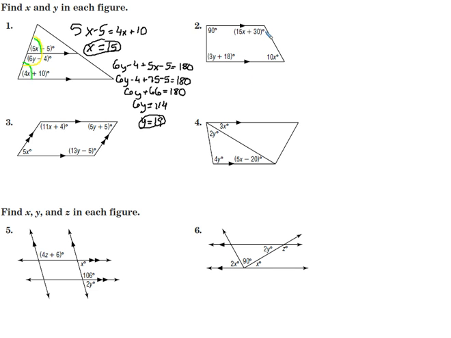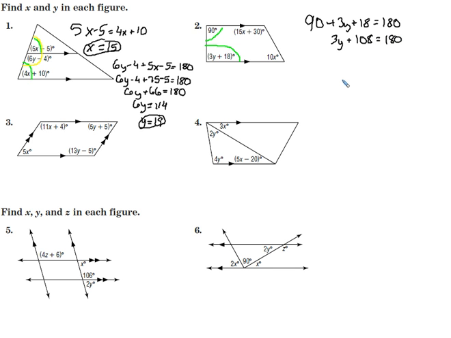Number 2, we have 2 parallel lines cut by 2 different transversals. We can solve for y by the consecutive interior angles. These 2 right here, I know they're consecutive interior. The theorem says they add up to 180. So 90 plus 3y plus 18 adds up to 180. Combining like terms, we have 3y plus 108 equals 180.